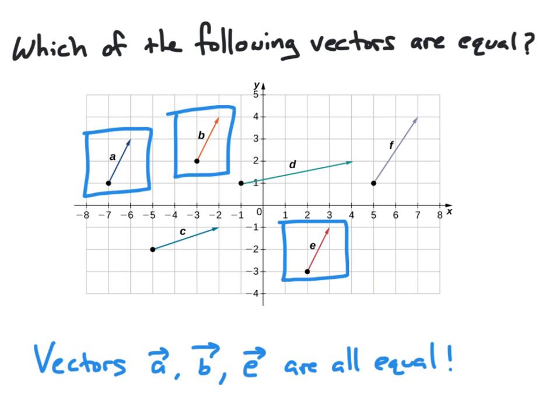By looking through this set of 6 vectors, we can see that vectors a, b, and e all point in the same direction. From the initial to terminal point, they all move to the right 1 unit and up 2 units, and they all have the same length. Vectors c, d, and f all point in different directions from those, and they have different lengths, and none of c, d, and f have the same length and direction as each other, so the only set of vectors here that are equal are vectors a, b, and e.